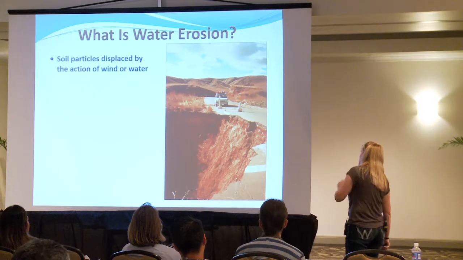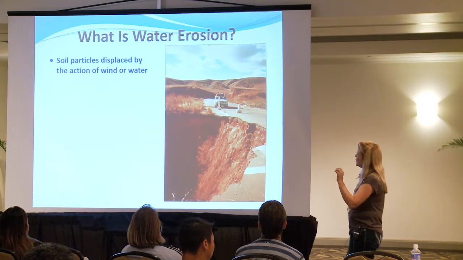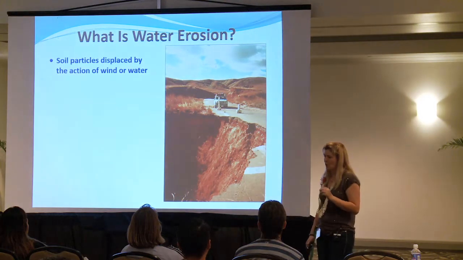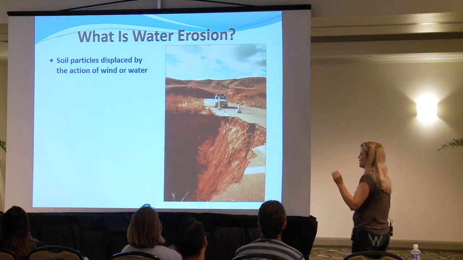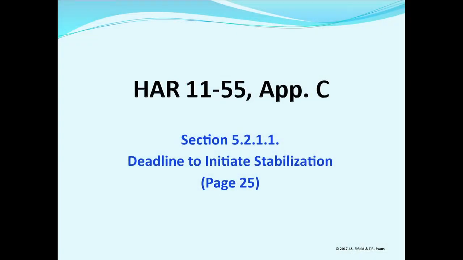So I put up here the definition of water erosion, and it's basically soil particles displaced by the action of wind or water. And here you predominantly deal with precipitation, although I know it can get very windy, and it's something to be aware of on your sites.